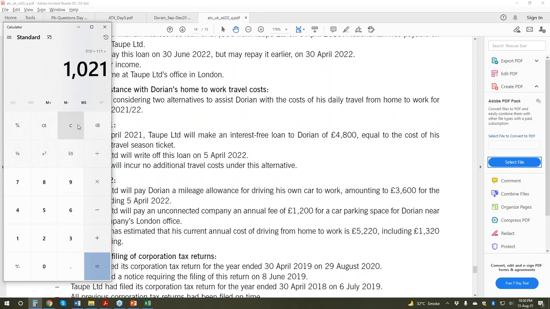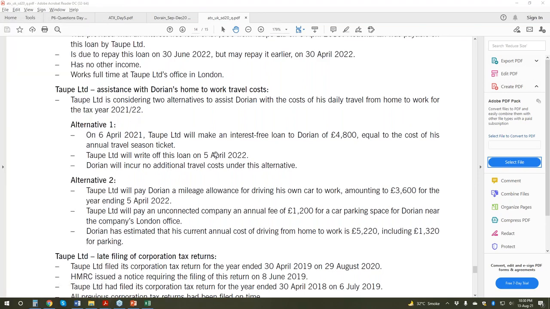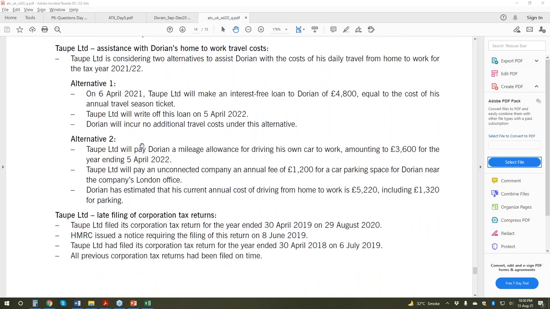Now let's talk about the other option. We haven't studied it yet or read it from the question, but do remember that in the first option this is the amount of tax that he has to bear. In the second option, the company will give him a mileage allowance for driving his own car to work amounting to 3,600 for the year ending 5th April 2022. T Limited will pay an unconnected company for the parking fee, and D has estimated that his current annual cost from home to work is 5,220 including the parking fee.